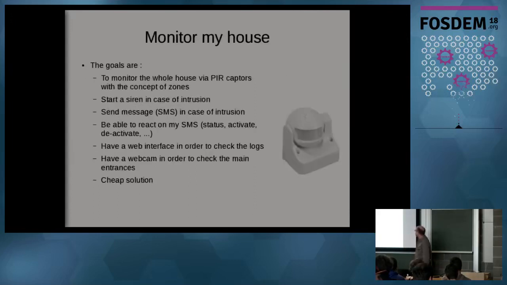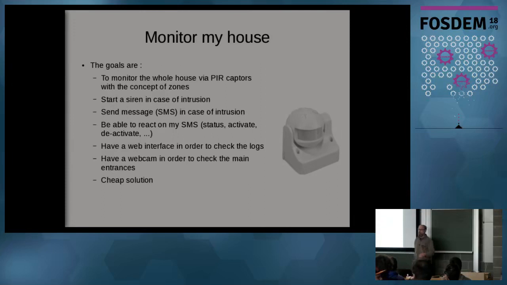So first of all, the components and the objective. It's to monitor my home, my house, and I'm using infrared sensors in different rooms. I have the concept of zones, so you can activate and deactivate a zone, like for example the garage. If you have animals, put them in the garage and you activate the rest of the home.